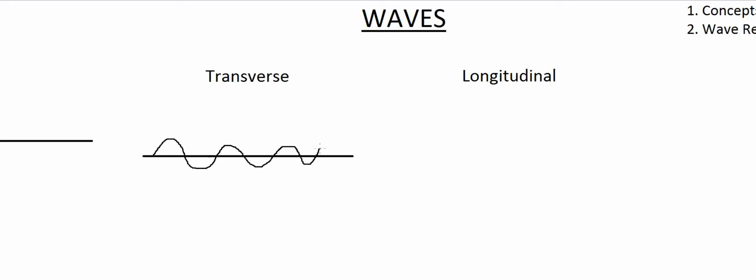Bad wave diagram, never mind, I will redraw it. Okay, it looks better. So this is how a transverse wave should look. So how do the particles of a wave move? They move up and down, right?